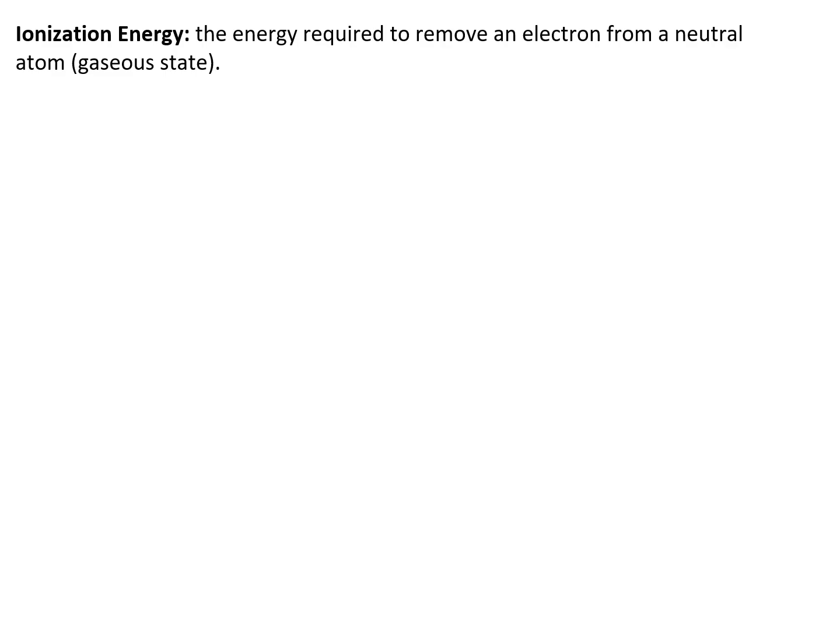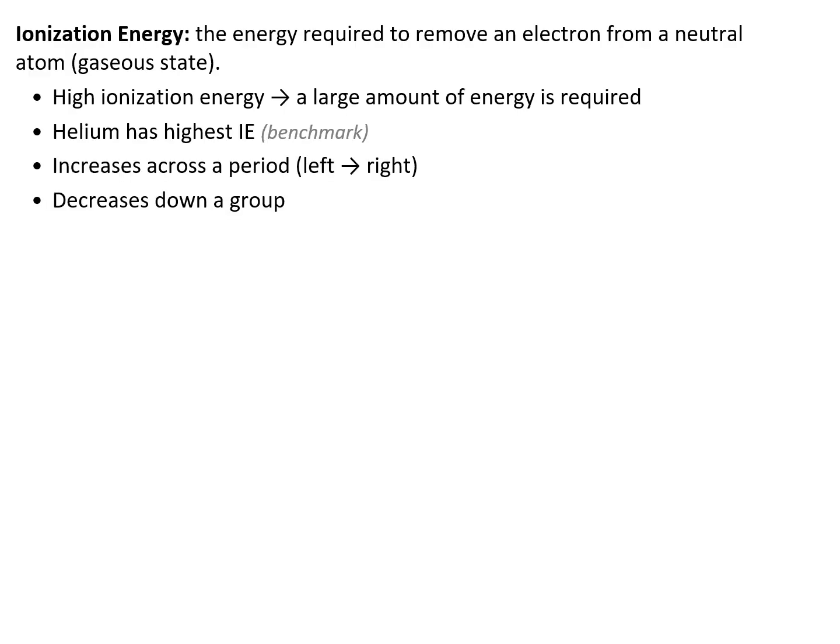So ionization energy is linked to how reactive something is, especially for metals, because what characterizes them as being a metal is that they form cations. It's defined as the energy required to remove an electron from a neutral atom in the gaseous state. If you have a high ionization energy, that means a large amount of energy is required. Things like the noble gases or the halogens don't want to be cations, so they're going to have a high ionization energy. Helium has the highest ionization energy, that's your benchmark, and it increases as you go left to right, bottom to top.